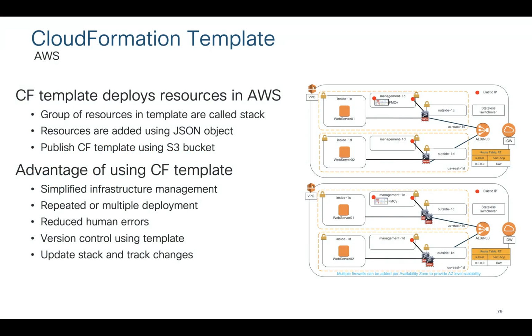CloudFormation template is similar to AMP template. You can create a JSON template, write your scripts in JSON or YAML, create your stack. In stack, you can define multiple resources. Like in this example, we have deployed a lot of things using single CloudFormation template, and then you can share it with your partners, your customers, or you can even publish it through your S3 bucket. Again, for repeated deployment, less prone to human errors, version controlling, you can update and track changes as well.